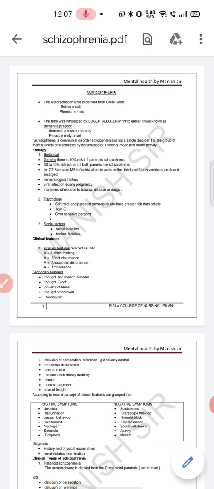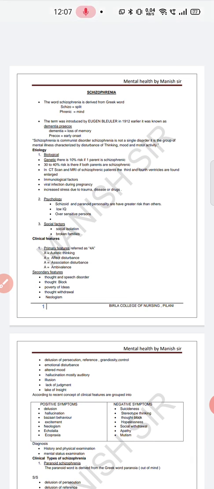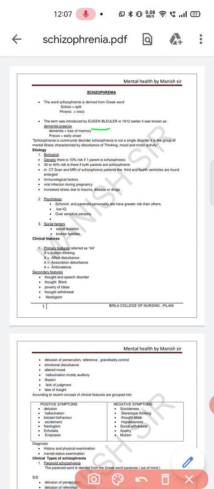Schizophrenia is a Greek word derived from two words, schizo meaning split and phrenic meaning mind. That means schizophrenia means split mind. The term was first used by Eugen Bleuler. Before that, it was known as dementia precox. Dementia, as you know, means loss of memory. Precox means that the onset is early.